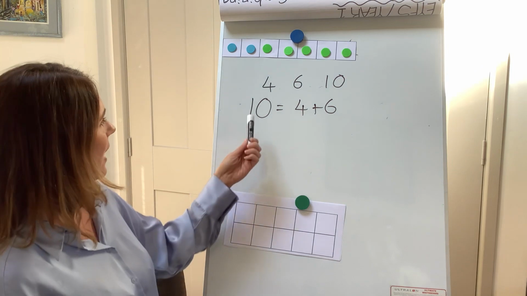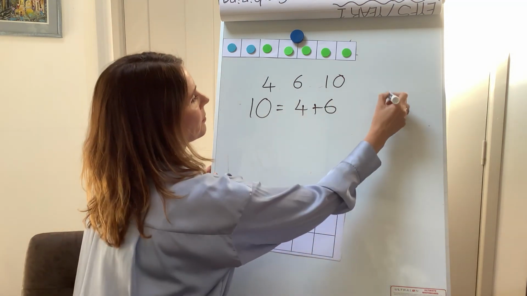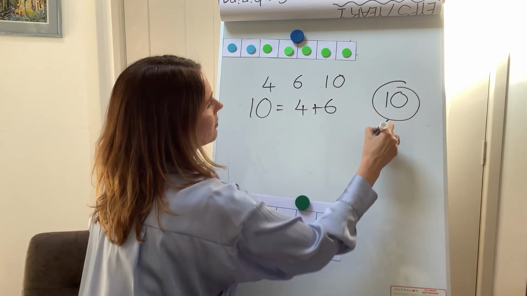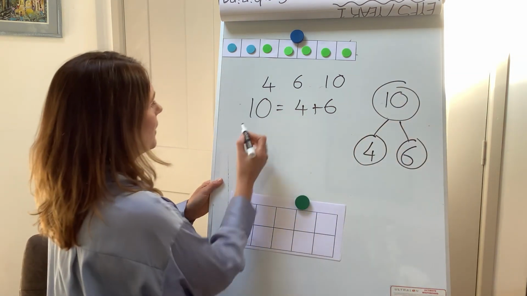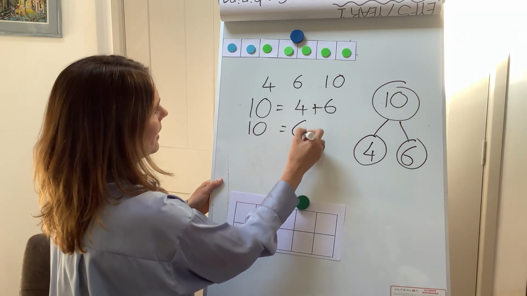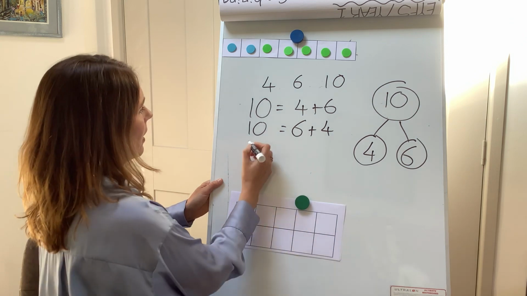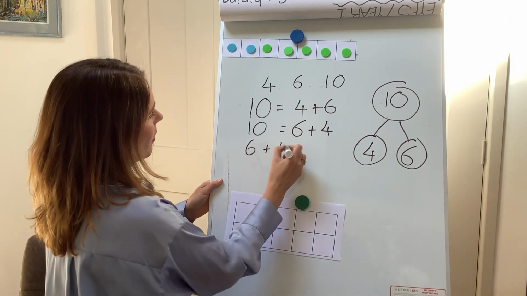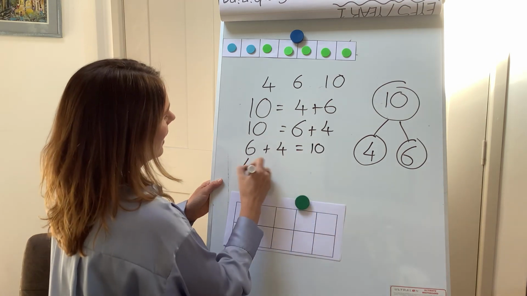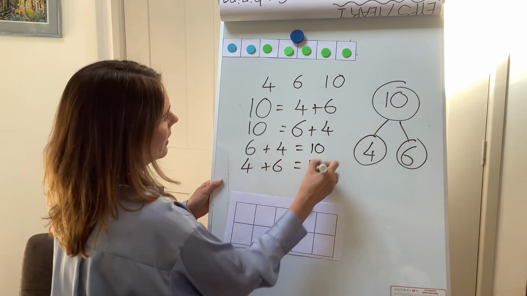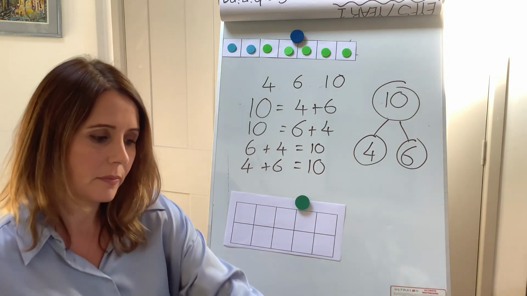So hopefully now you've got 10 is the whole and the parts 4 and 6 that make 10. So now you can have 10 is equal to 6 and 4. It's made up of the parts 6 and 4. 6 add 4 is equal to 10, and 4 and 6 is equal to 10. And those are the fact families for that as well.